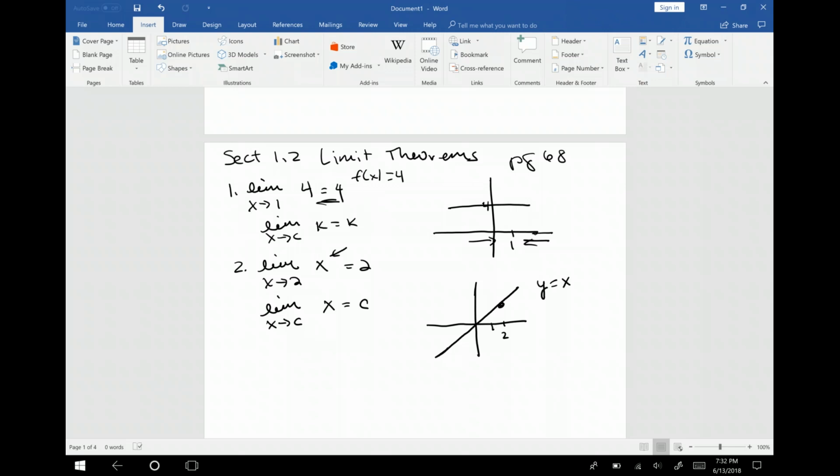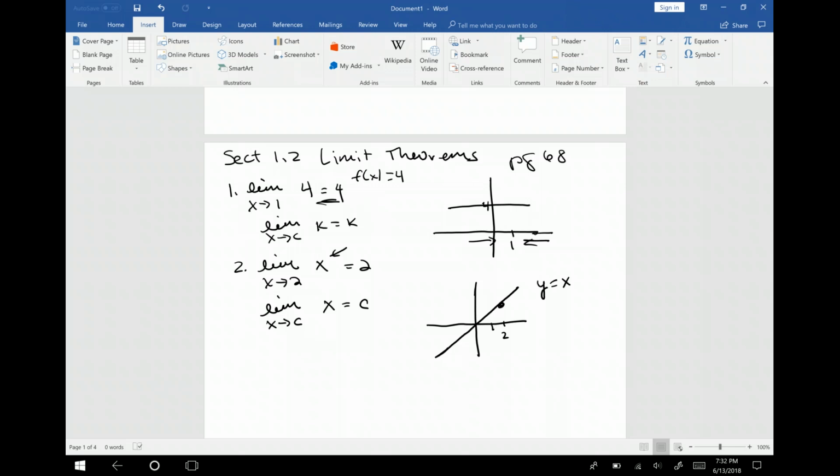For rule number 8, the exponent is on the outside of the function in the beginning, but you can also find the limit and then raise that limit to the exponent, and you get the same answer as well.